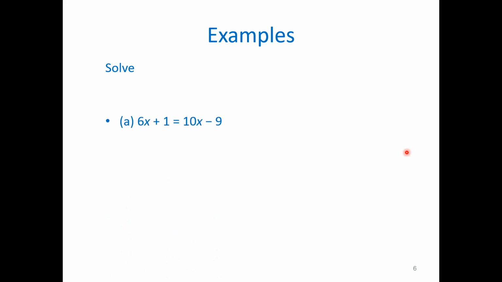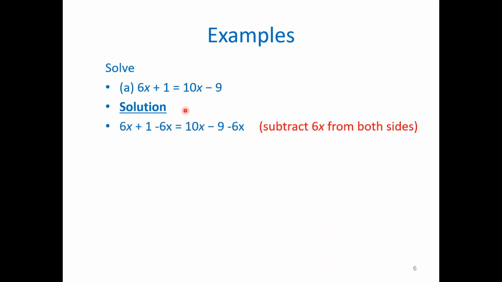Examples: solve the following equation. 6x plus 1 equals 10x minus 9. To solve such an equation, we have to isolate x, which means we have to keep x on one side of the equation, and the rest of the numbers will be on the other side. And this is the way we determine the value of x. There are some steps to be followed, and I'm going to explain these steps.